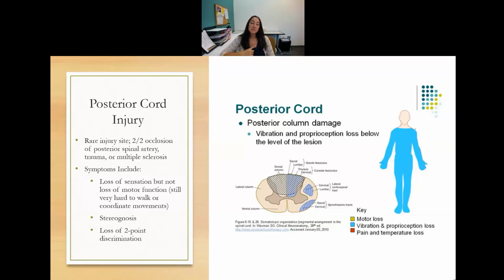So it could be an occlusion of the posterior spinal artery. It could be trauma. It could be a degenerative disease like multiple sclerosis. And with the posterior spinal cord, the symptoms are loss of sensation, but no loss of motor function. Remember, motor function was in the side and front. Sensation primarily was in the back, some on the side, and other areas. So primarily loss of sensation at and below that level, not at, below that level.